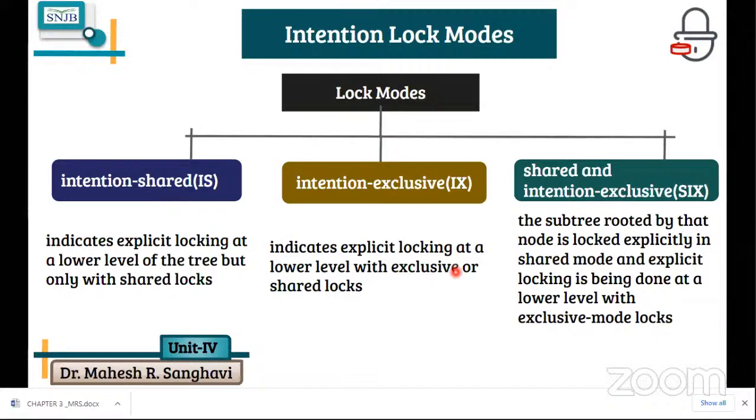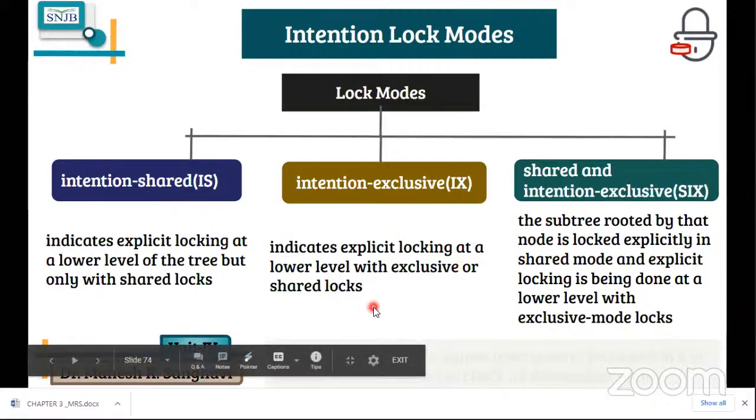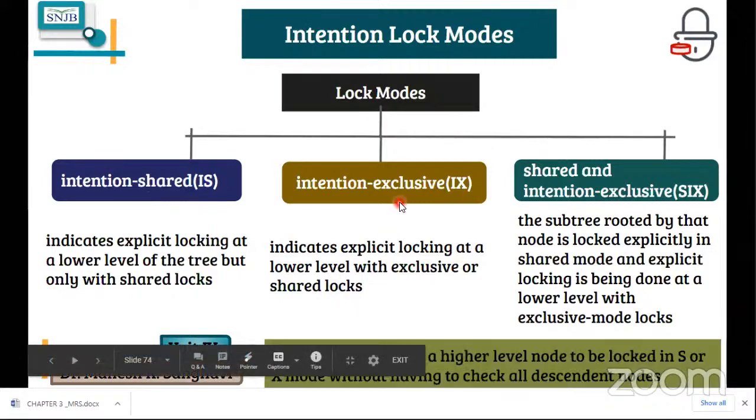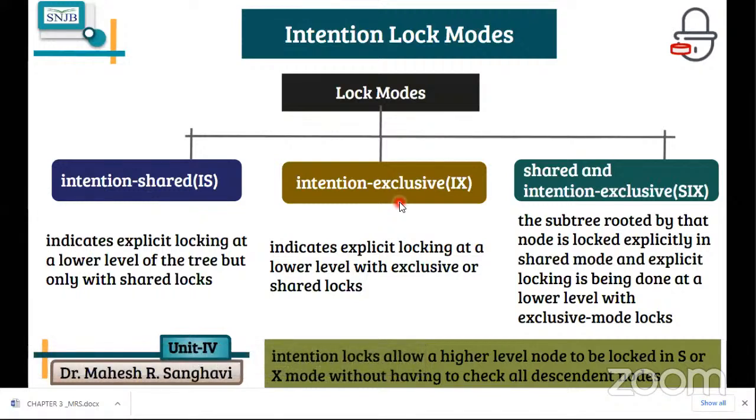Okay. So regarding this mode, when we are talking about intention lock mode and shared mode, you need to understand that there will be a total of 5 types of locking modes. One will be shared, another will be exclusive, and then these 3 types of intention lock modes, that is IS, IX, and SIX.